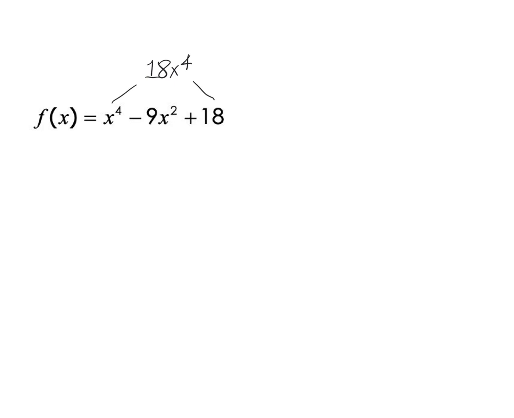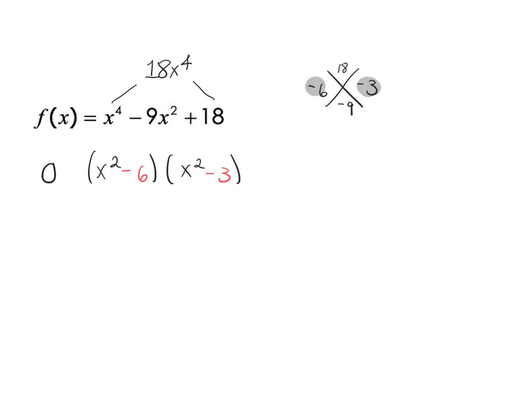So this is 18x to the fourth. So we need two numbers that multiply to 18 and add to -9. So that's going to be -6 and -3. So we can separate this into two binomials with x squared as the leading term because we have x to the fourth. So we're going to have x squared minus 6, x squared minus 3.